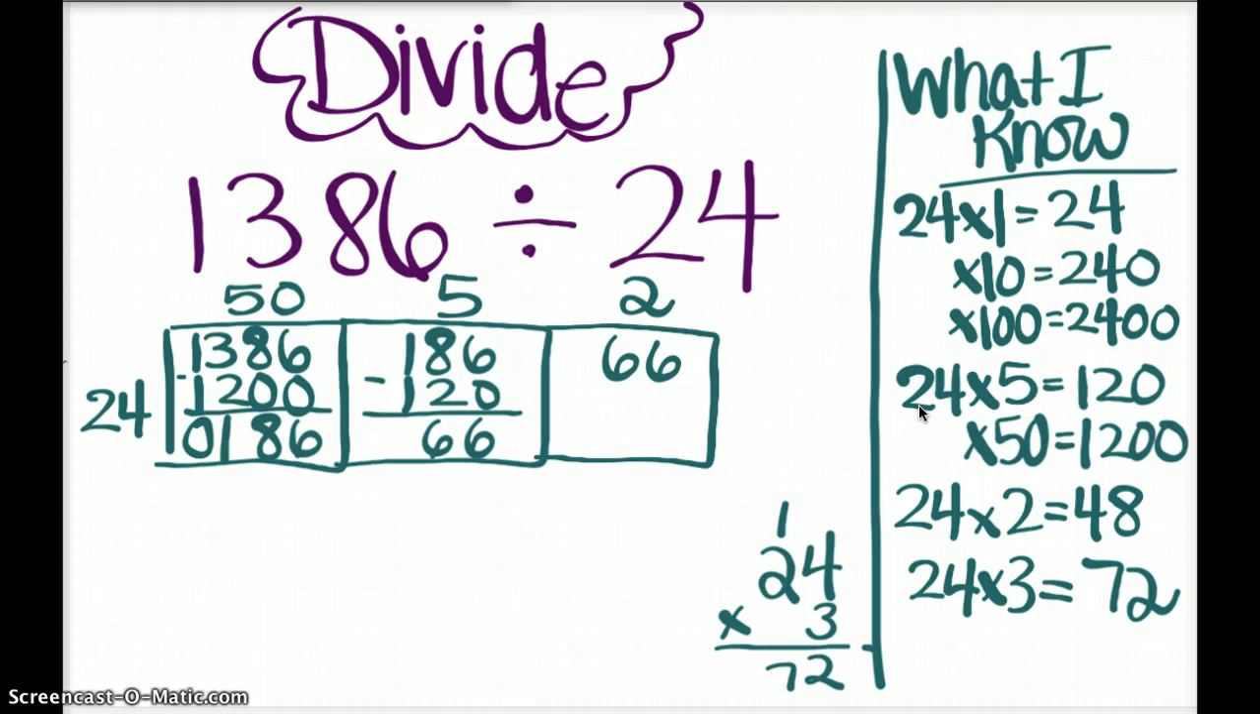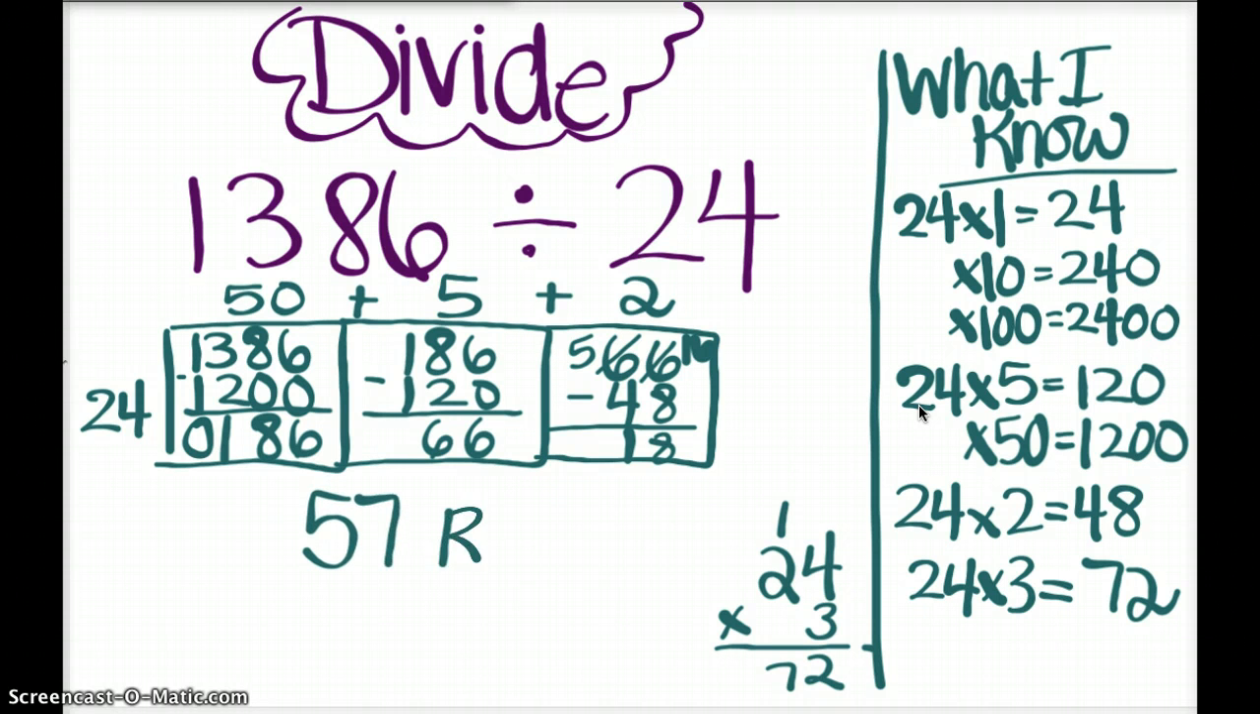And I'm going to have 66 minus 48. Can't do 6 minus 8, so you have to borrow. 16 minus 8 is 8. 5 minus 4 is 1. So I'm left with a remainder of 18. Remember, you then just add your numbers on the top. So that is 57, remainder 18.